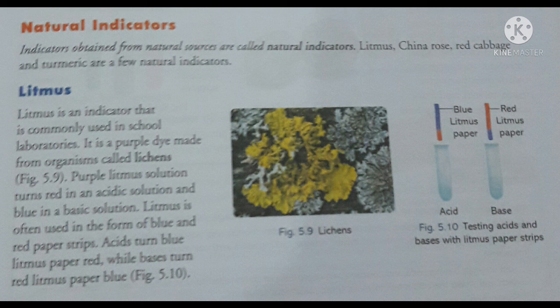Acids turn blue litmus paper red, while bases turn red litmus paper blue. Children, you are seeing figure 5.9. Lichen is an organism, a combination of algae and fungus. Now figure 5.10 indicates testing acids and bases with the litmus paper strip.